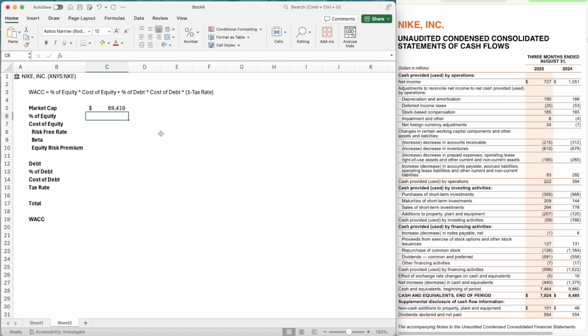The percentage of equity we can't work out yet because we need to combine the market cap with the debt to get a total. Then we divide the market cap by the total, and that will give us our percentage of equity. We then do exactly the same with the debt. So we leave that one for now. Cost of equity we can't do.